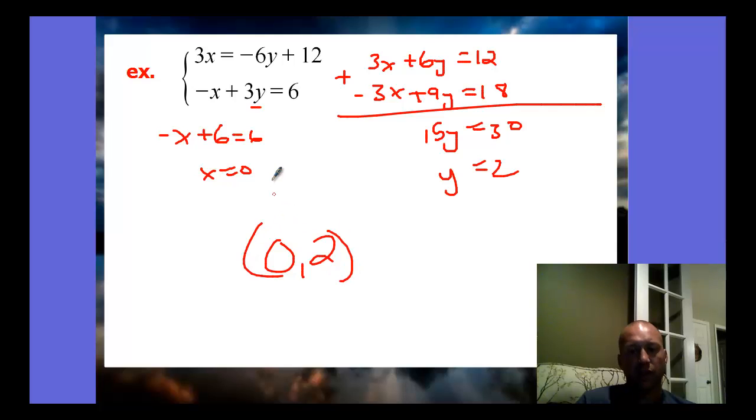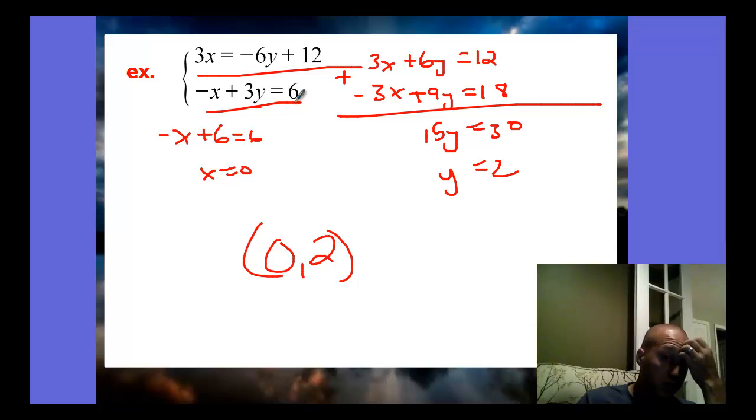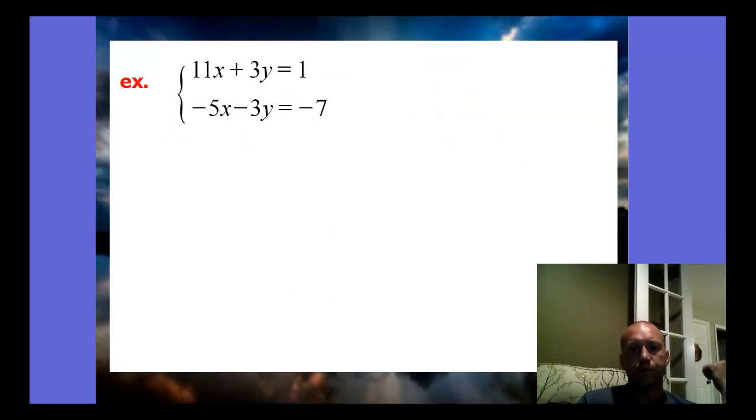If you're not quite sure if that is a true solution, plug it into both equations. If I do that, and it does work out, yep. And just quickly think it over and check.